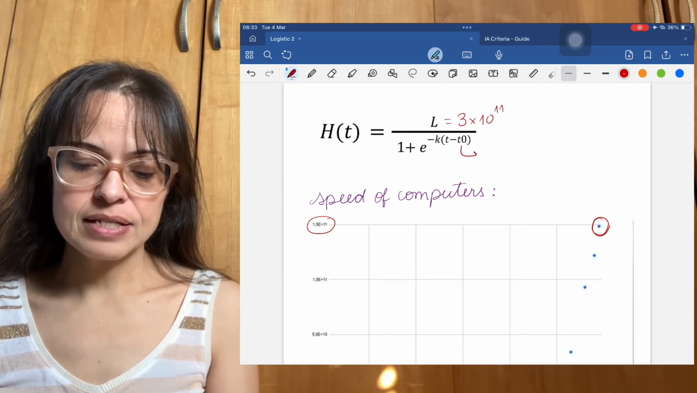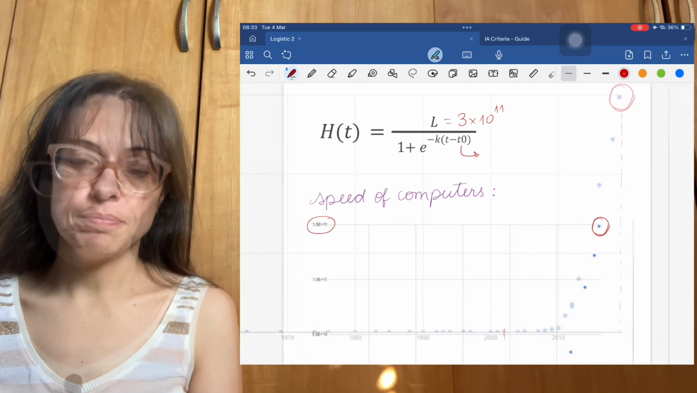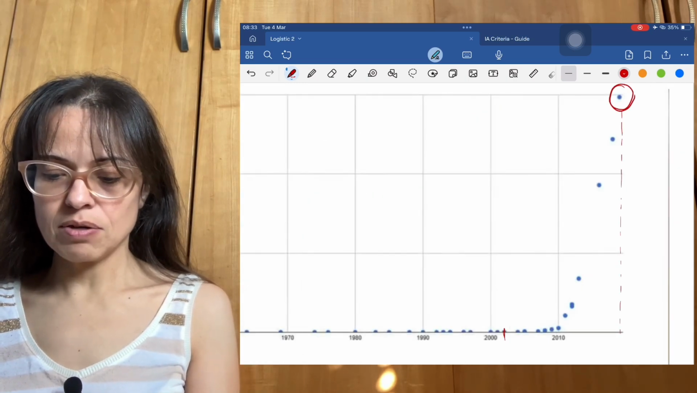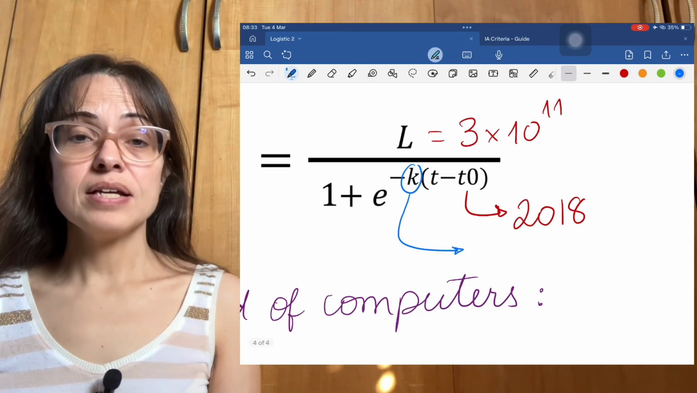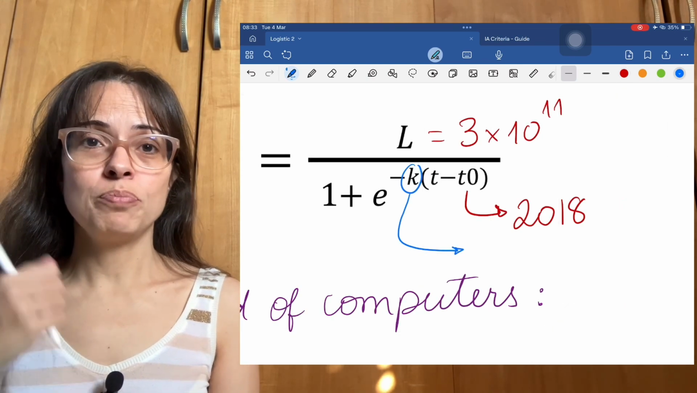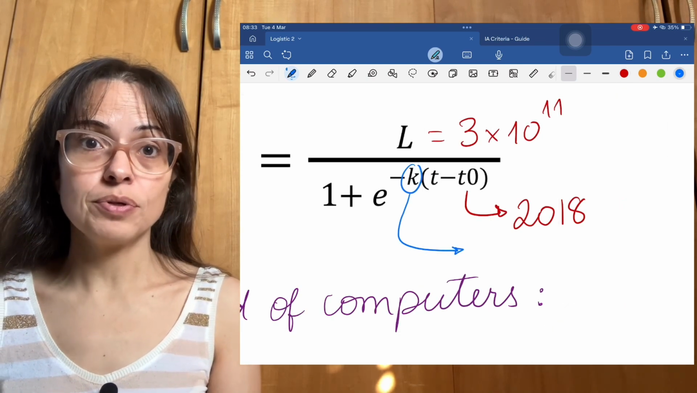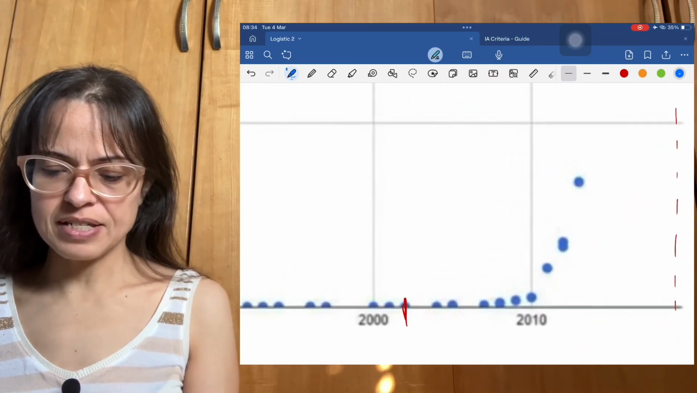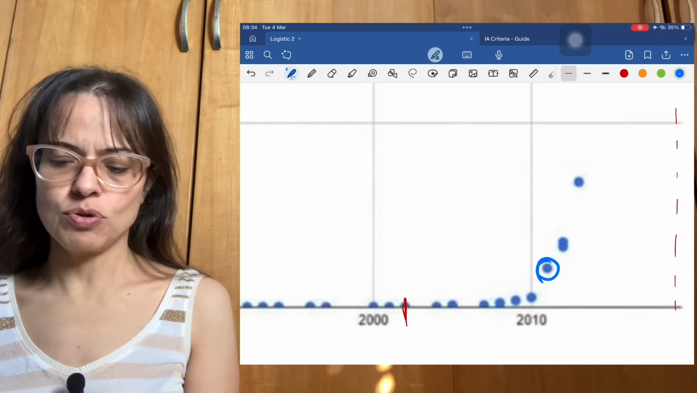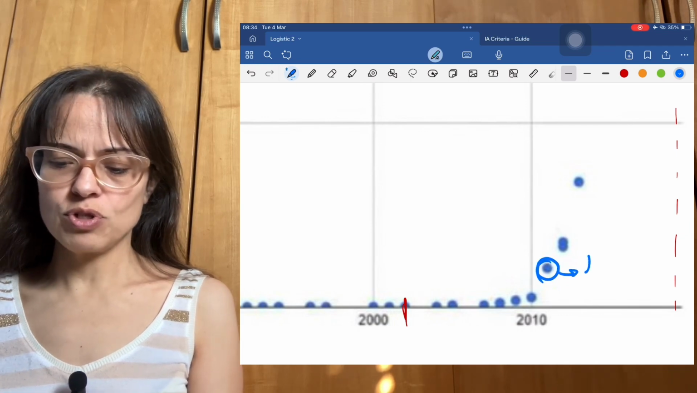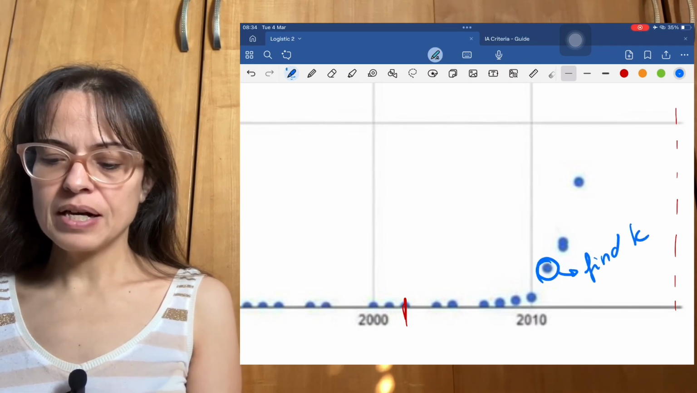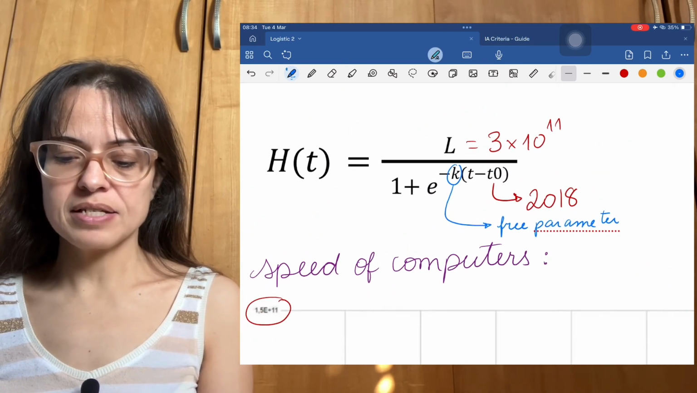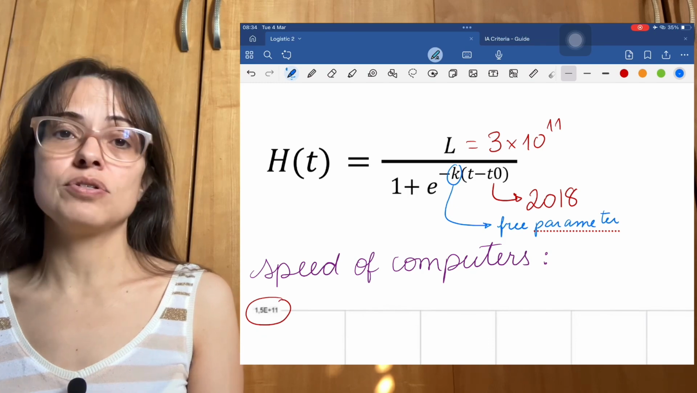And for the x value of the inflection point, well, these are years, right? So maybe 2018 in the scale that I'm seeing here. And then you have k as a free parameter to put in GeoGebra and search by trial and error. You can also just pick a point that you say you want to be perfect. Say I want my function to go exactly through this point, and then I will use this point to find k by substituting its coordinates in the function that already has the 3 times 10 to the 11 and the 2018.